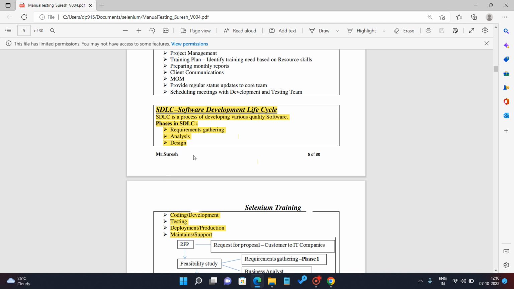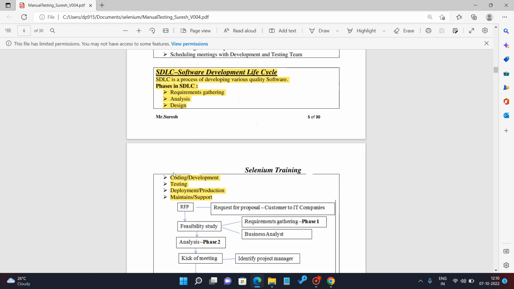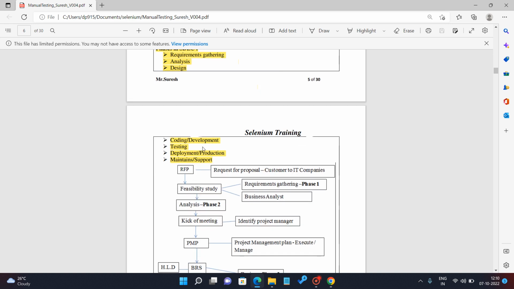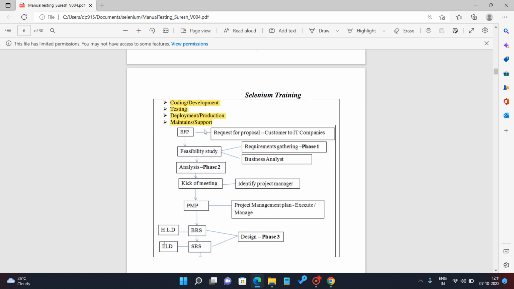These are the phases in SDLC, and these phases involve preparing, conducting and creating high level requirements. High level requirement means high level roles, like Scrum Master, SME and BA. These roles handle these phases. Coding and developing is done only by developers. Testing is done by testers. Deployment, production and maintenance are done by the admin team.